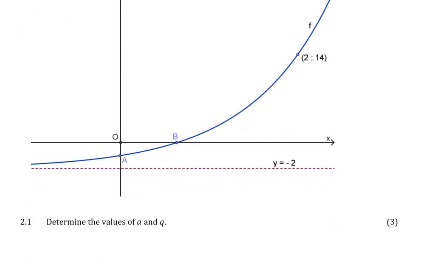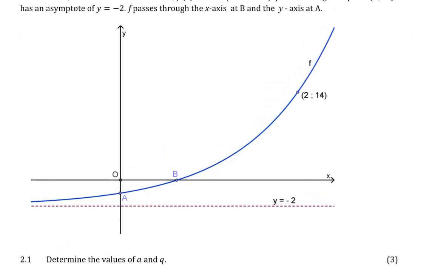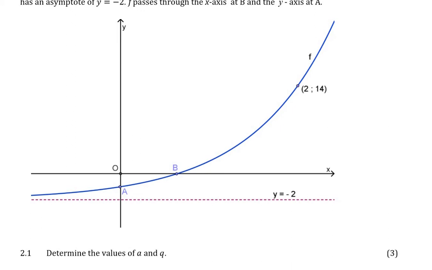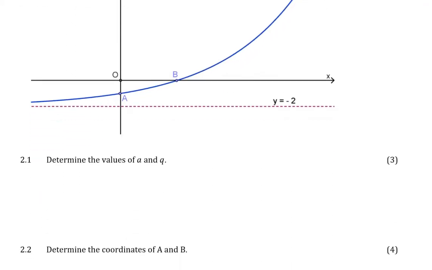Right, let's look at our first question. Determine the values of a and q. Now that should be fairly easy for us right now, so give that a try. Can I just be careful? This question says determine the values of a and q. So you actually have to explicitly tell me what those values are.